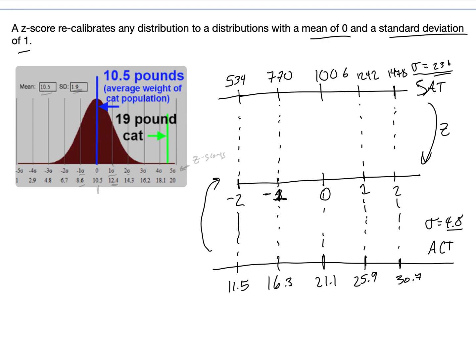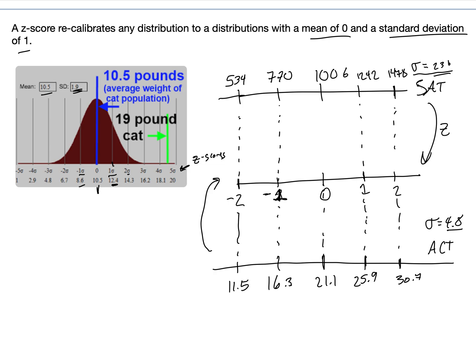Here with the cats, we just see that again. Here in this column, those are the z-scores that we see there. So this is the mean, a z-score of 0. This is 12.4. It's 1 z-score above the mean. So it's a z-score of 1, or 1 standard deviation above the mean, 2 standard deviations above the mean, and so on. 1 standard deviation below the mean, and so on.